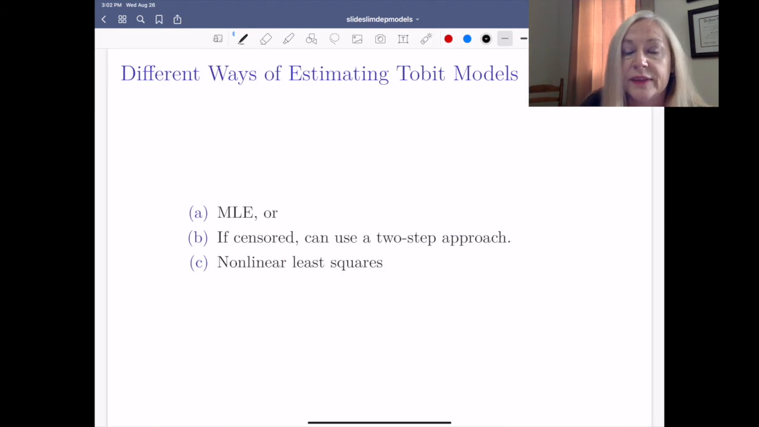Okay, so there are different ways of estimating Tobit models. MLE usually has the advantage of being efficient. Usually I think of MLE as the best method. When I can do it, I try to do MLE. But you can also adopt a two-step estimator, which people used to use a lot more for computational simplicity. But computers are a lot better nowadays, so it's usually not that hard to do MLE directly. But I will describe how you can do a two-step approach or a nonlinear least squares approach.